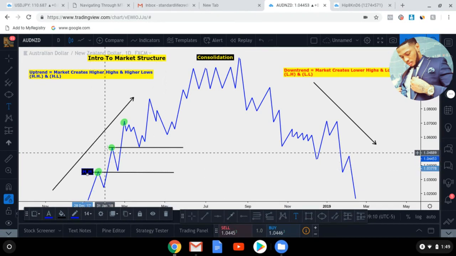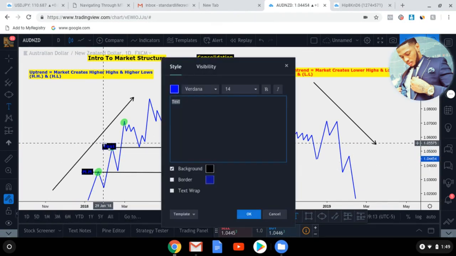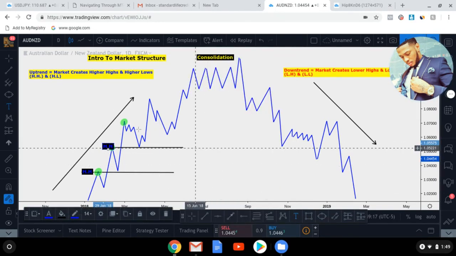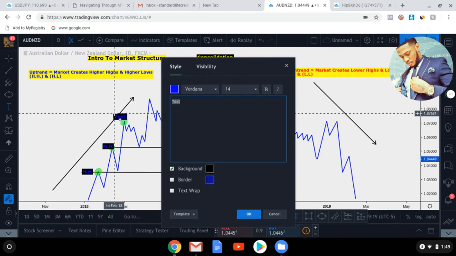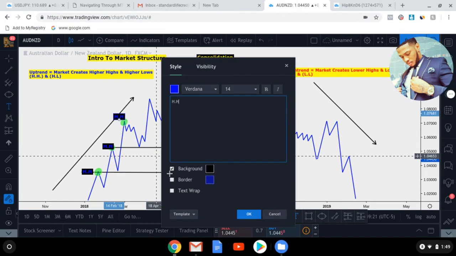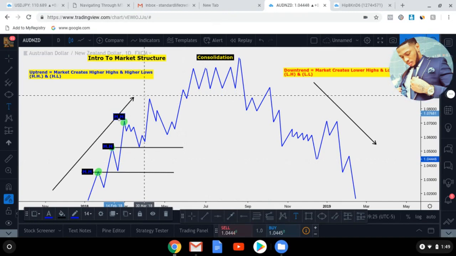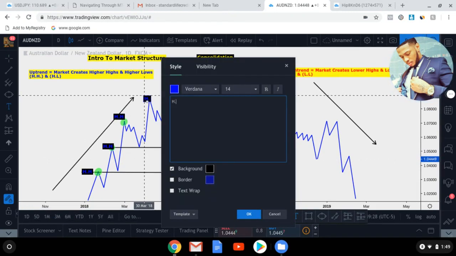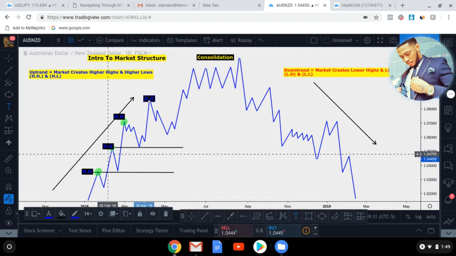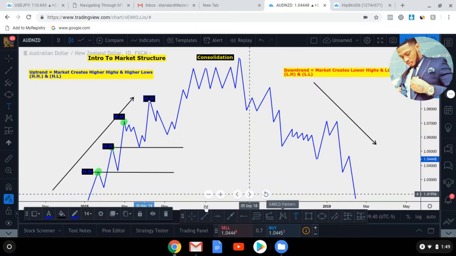Let me see. We got a higher high. Let's do another one. Higher high. Let's do another one. Higher high. And the faster way to do this, guys, and I'll show you, a faster way to do this, what I did was just lock in the symbol that I'm using on here, so I won't have to keep going back and pressing it.